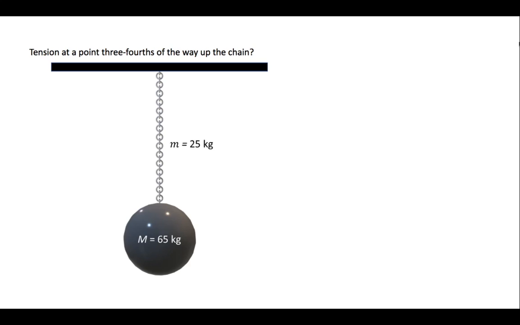Lastly, Ralph wonders what the tension would be at a point 3/4 of the way up the chain. For our force diagram, we have tension pulling directly upward and the weight of the wrecking ball plus 3/4 of the chain's weight pulling directly downward. Take a moment here to pause the video and modify the equation for tension at our object of interest.